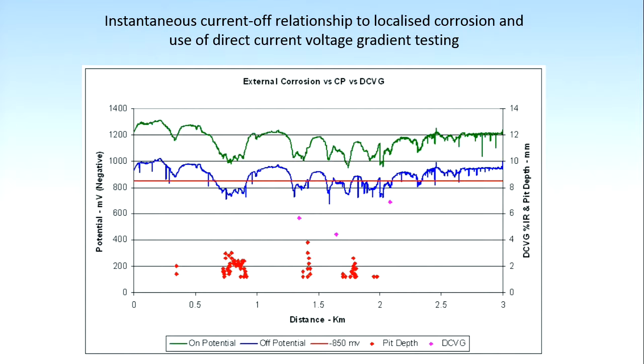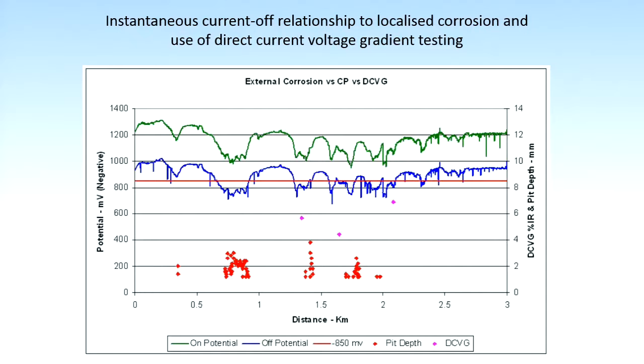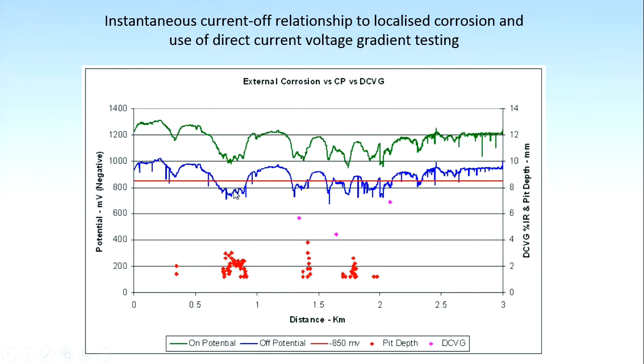Just for clarity on the pink and the red: the pink is the DCVG, and the red is the actual visual inspection, the direct inspection on the pipe. So the red are definite faults in the pipe. The pink are potential gradients suggesting that there might be a fault there. But the interesting thing is that they didn't pick up all the faults, so they missed these ones. But instantaneous current off did pick up this one, but failed to pick up these two. There is a little bit of a dip here, but it appears to be still above the cathodic protection limit.